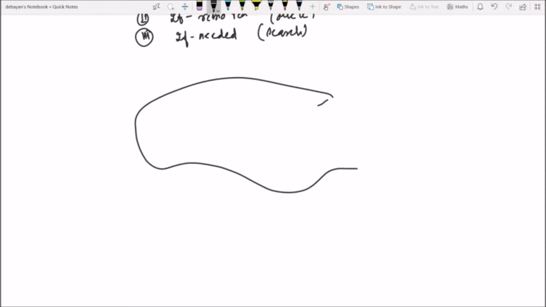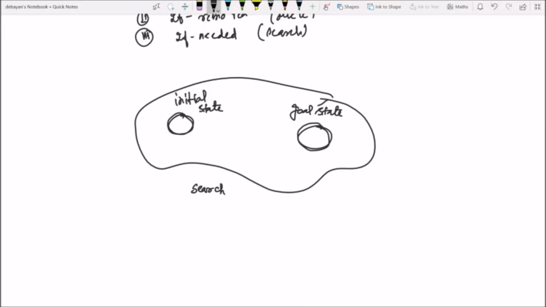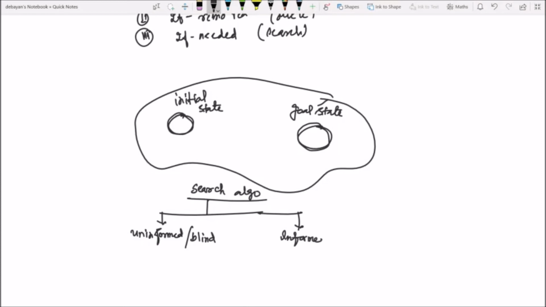In AI, the initial state is given, and of course the goal state is also given. Now you have to go from the initial state to the goal state by using some algorithm, that is called the search algorithm. So there are different types of search. One is called uninformed search algorithm, and there are some informed search.